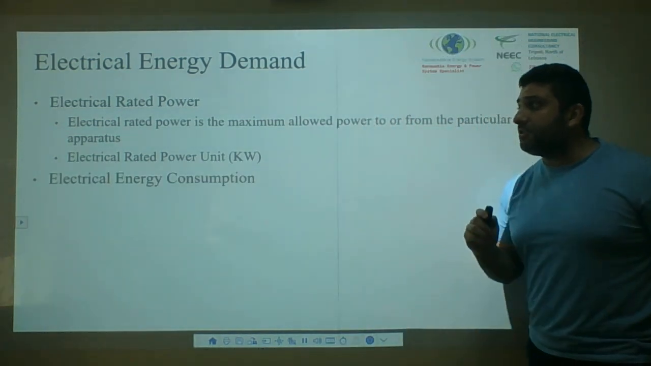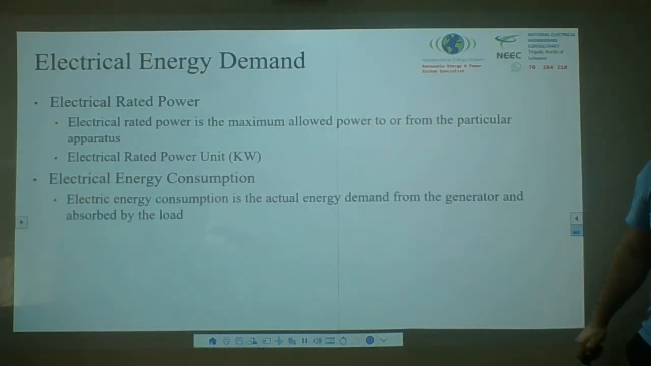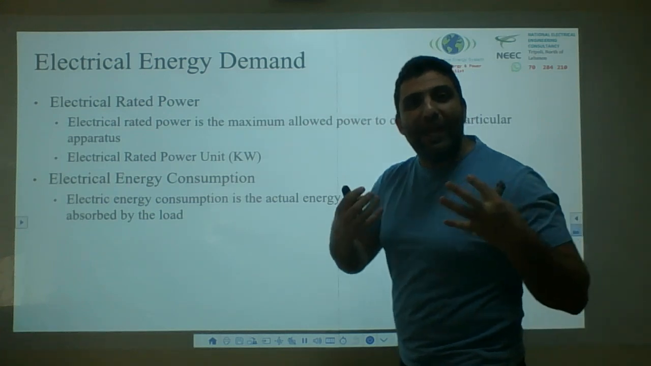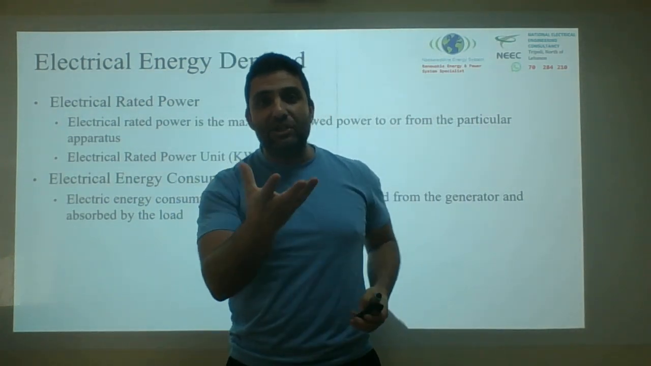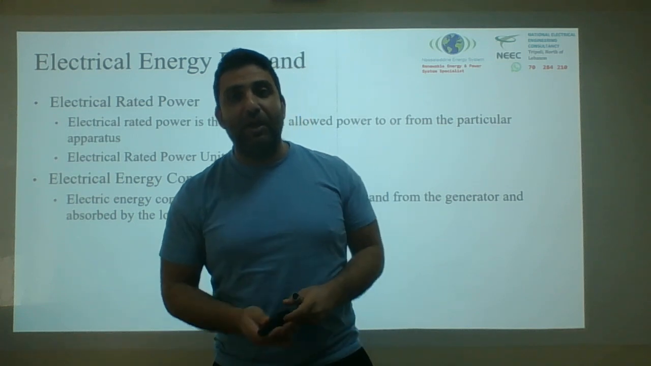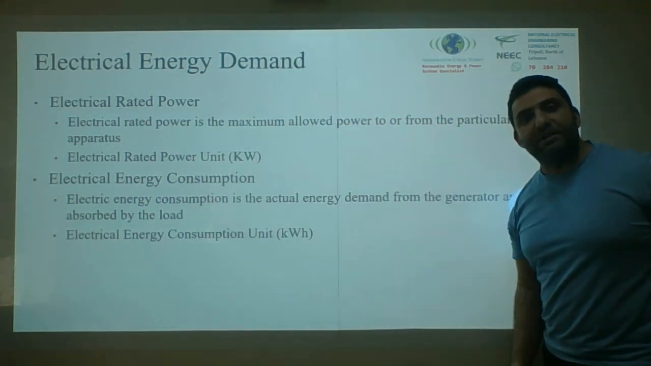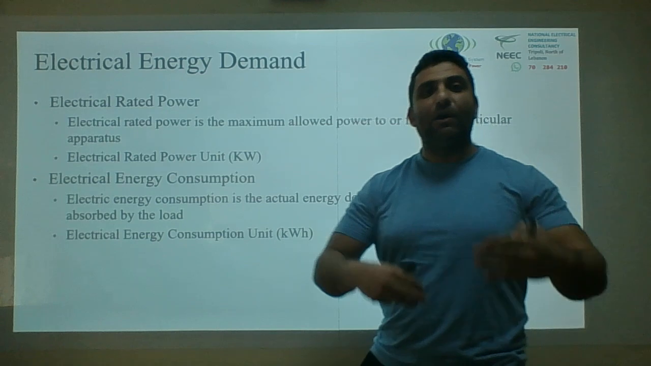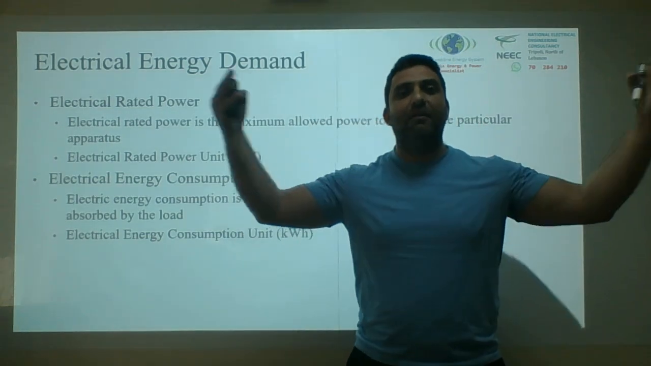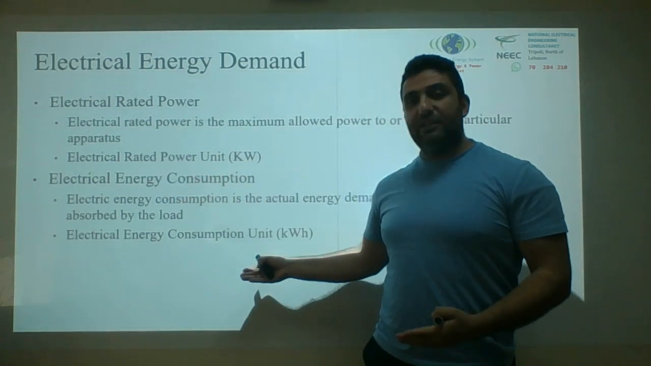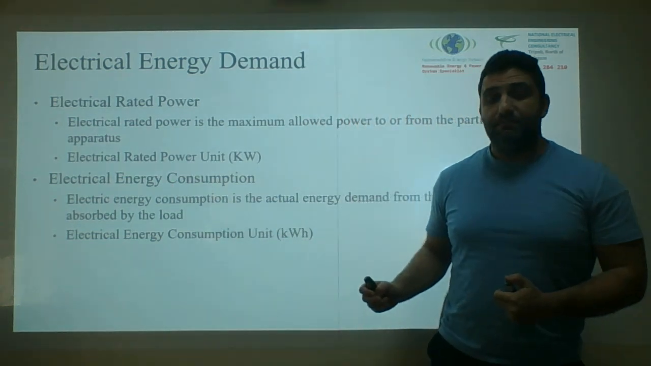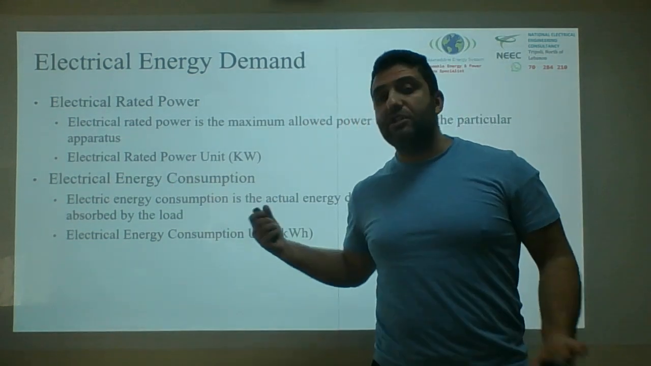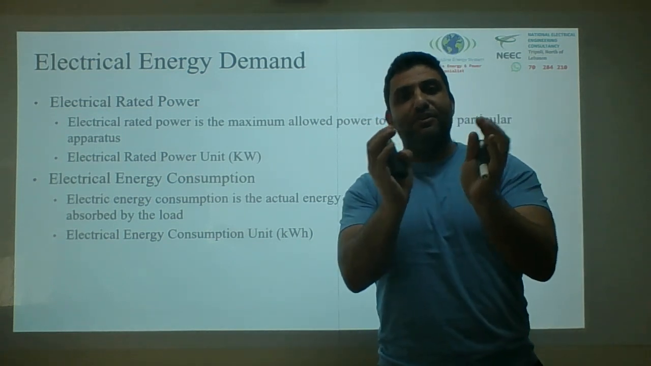And then I have electric energy consumption, which is the actual energy consumed by the appliance, and the unit is kilowatt hour, megawatt hour, gigawatt hour, depending on the scale. Maybe the utility will use gigawatt hour, terawatt hours. For our house, we use kilowatt hours because we have small consumption.